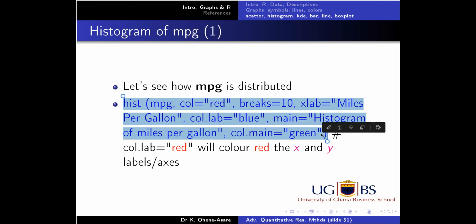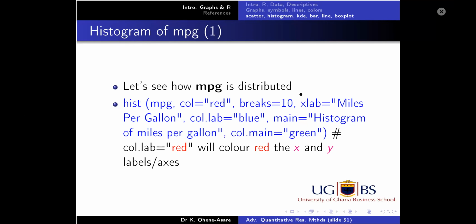Okay, so I want you to have a histogram here, and it should have 10 bricks. The x-axis should be called miles per gallon. The color should be blue. The main title should be histogram of miles per gallon. And then the color main should be green.